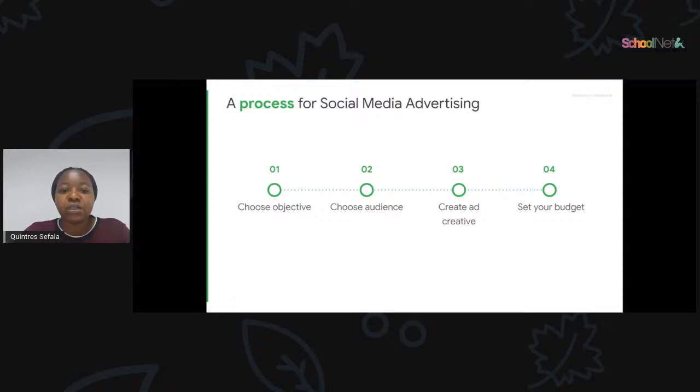Basically, you choose your objective. What is it that you are trying to achieve? You choose your target audience. You create a creative advertisement or a compelling post, and then you set your budget and put your advertisement across your social media platform.